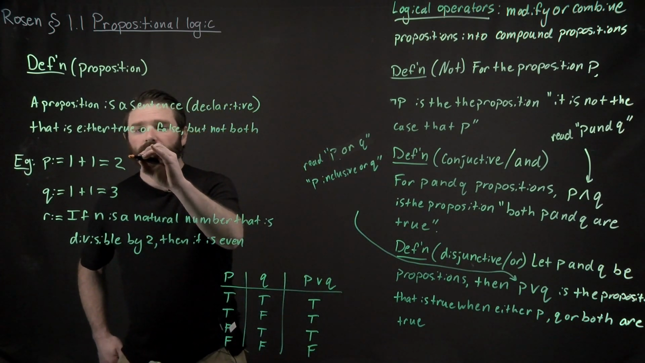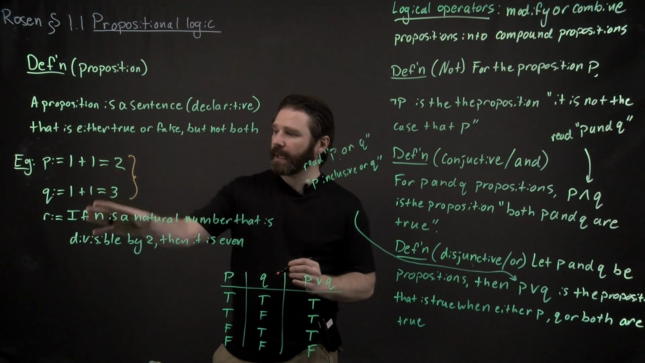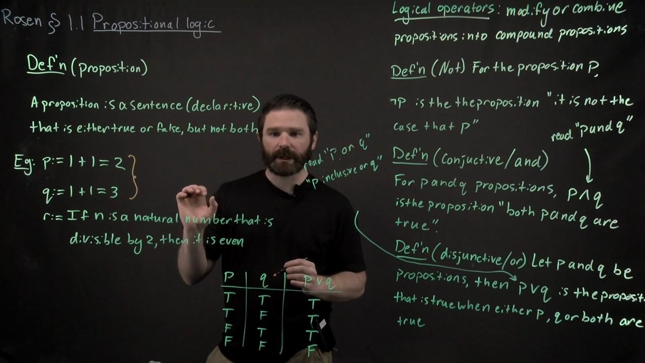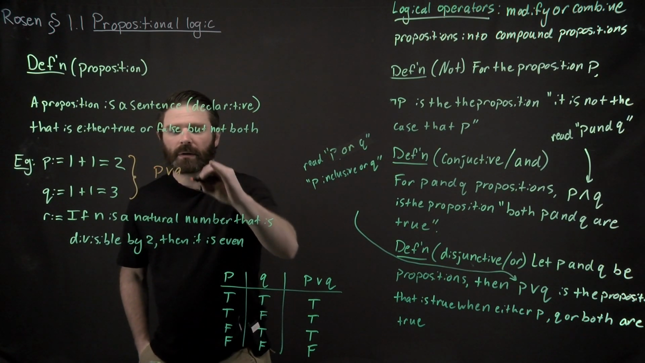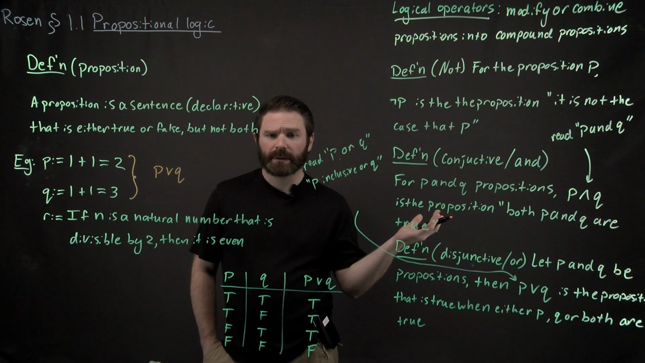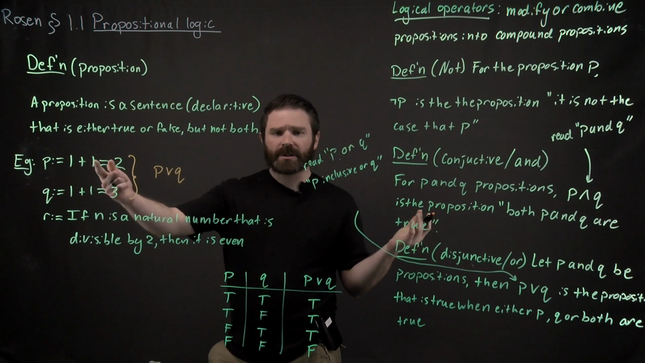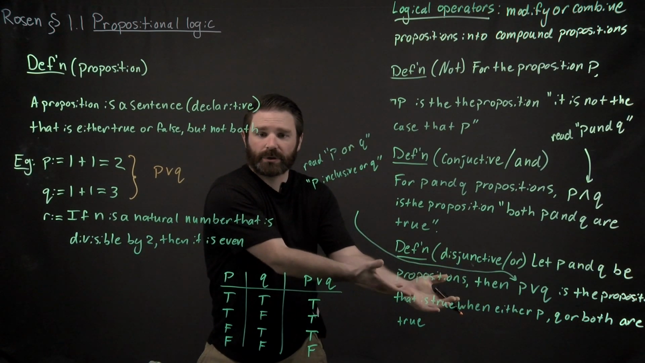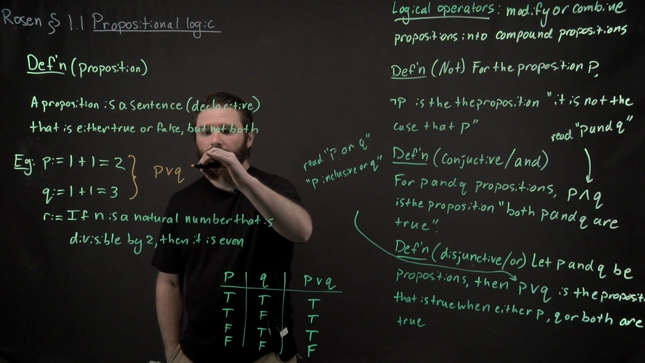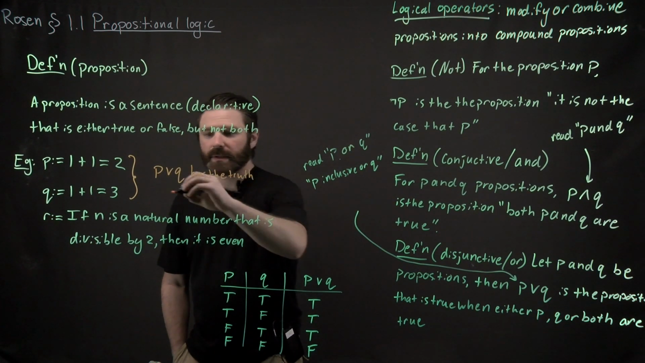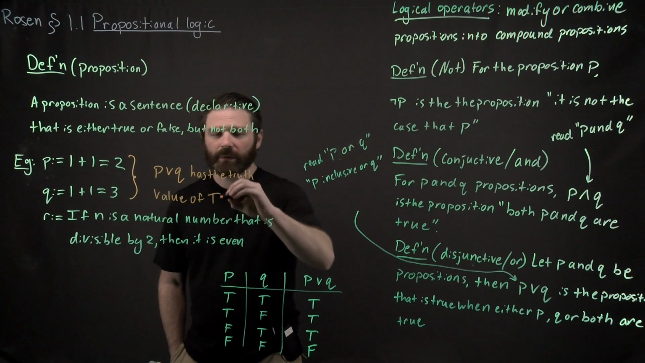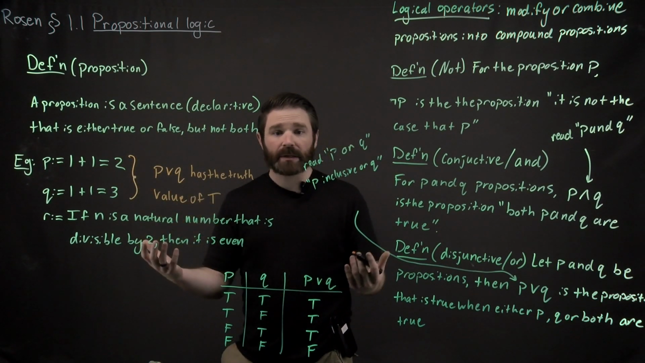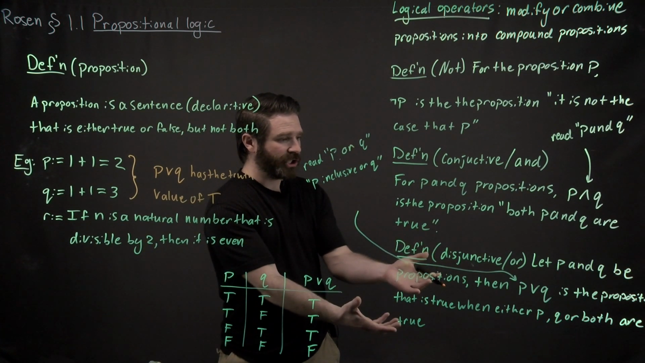So back to our example, if we're looking at these two propositions, P is the proposition 1 plus 1 equals 2, Q is the proposition 1 plus 1 equals 3, then what do you think the truth value of P or Q is? Well, we already established that P is true, and by the definition of the disjunctive OR, you only need one of those variables to be true. So this compound expression has the truth value of true, because at least one of these propositions, in particular P, is true. And that is the definition of the disjunctive, or the OR.